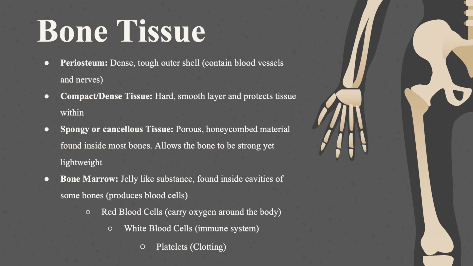And then we have the bone marrow, which is a jelly-like substance found inside cavities of some bones and produces blood cells. Some of those blood cells that are produced are red blood cells, which carry oxygen around the body. Then we have the white blood cells, which work for our immune system, and then our platelets, which provide us with clotting.